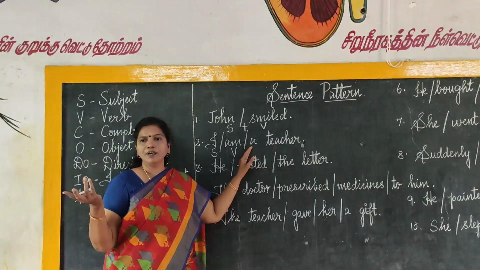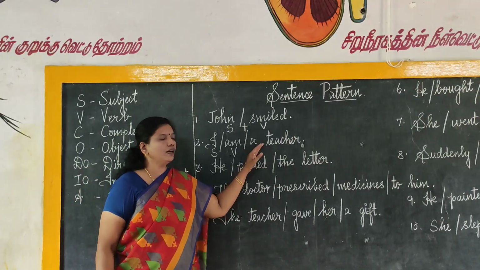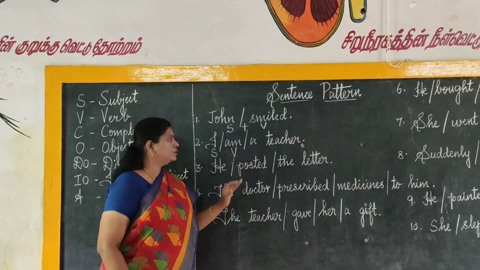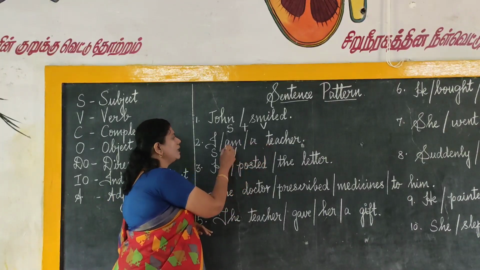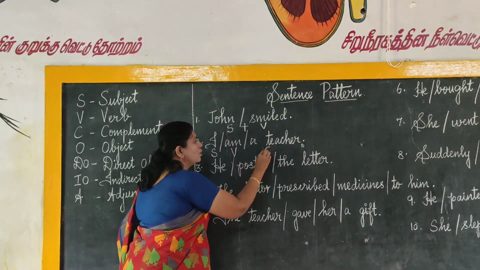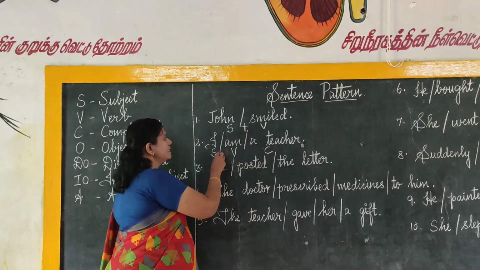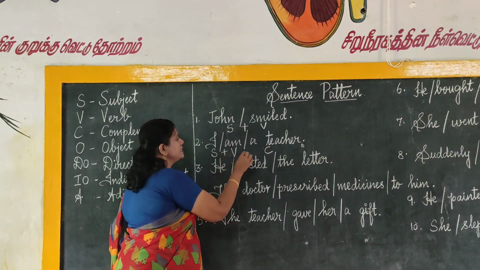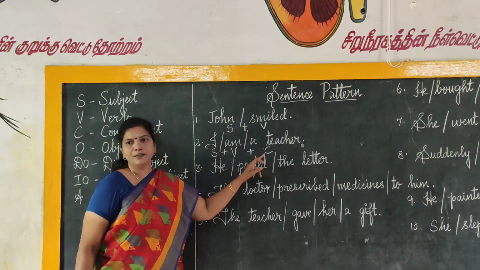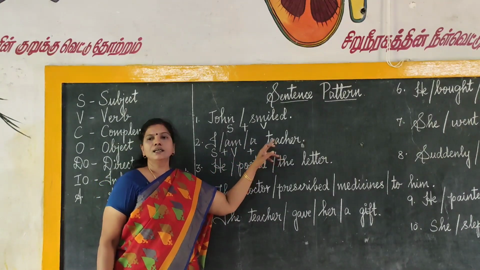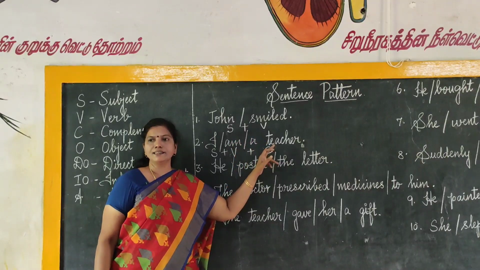The sentence is not complete. Only if you add the words a teacher, then the sentence will become complete. So, this word teacher completes the sentence. So, this is complement. Complement. So, the sentence pattern of this is S plus V plus C. So, a complement is a word which completes a sentence.